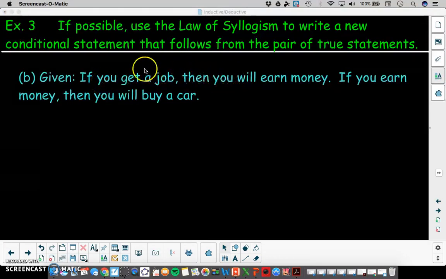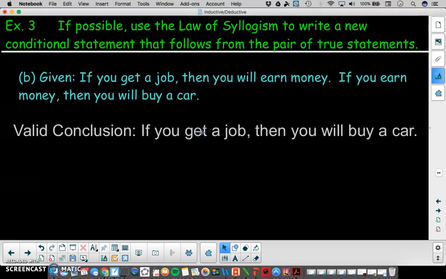So this first conditional is P implies Q, and the second statement is Q implies R. Notice the Q of the first statement is the Q of the second statement. So you will earn money, you earn money. So we can get rid of that middleman, and our valid conclusion can be if you get a job, then you will buy a car. So notice using the law of syllogism gets rid of that middleman and then combines into one conditional statement.